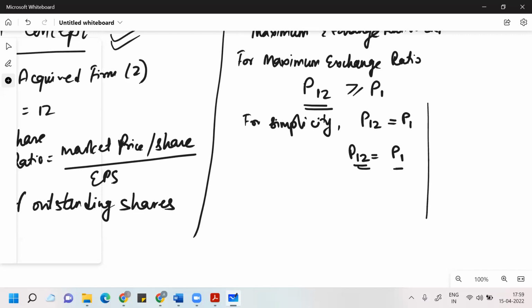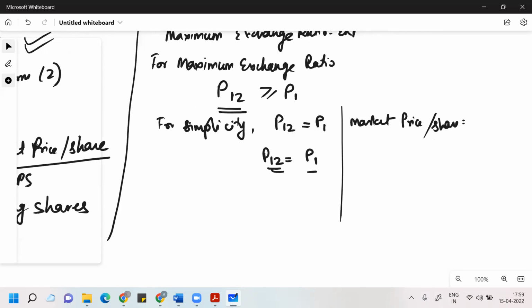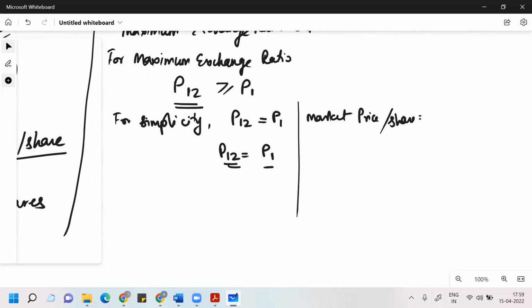Now you know this very well, that the market price per share will be equal to the PE ratio into the EPS. Clear, everyone? Because I already told you the formula, the PE ratio is the market price per share divided by EPS. So I can say market price per share is equal to PE ratio into EPS.